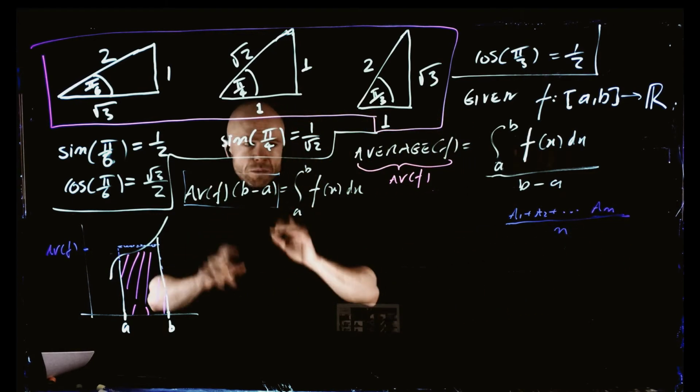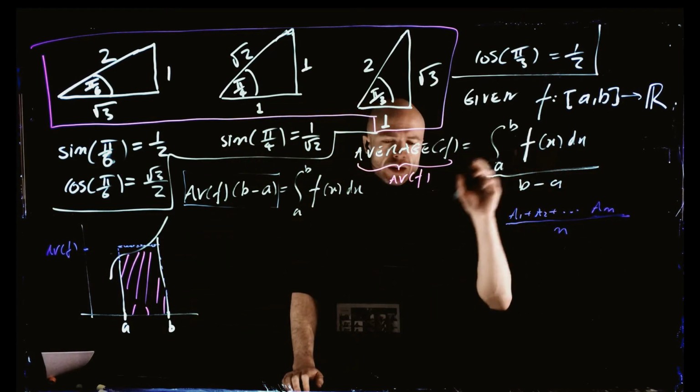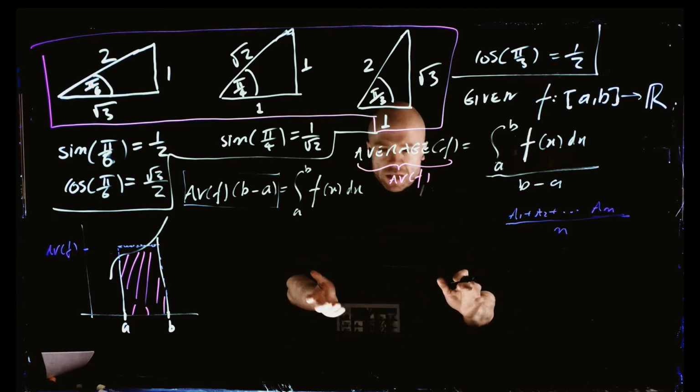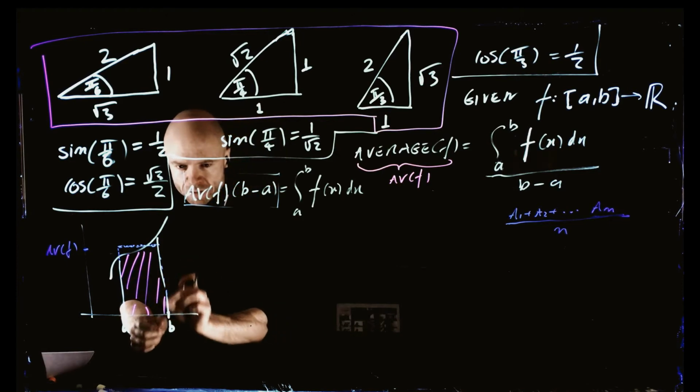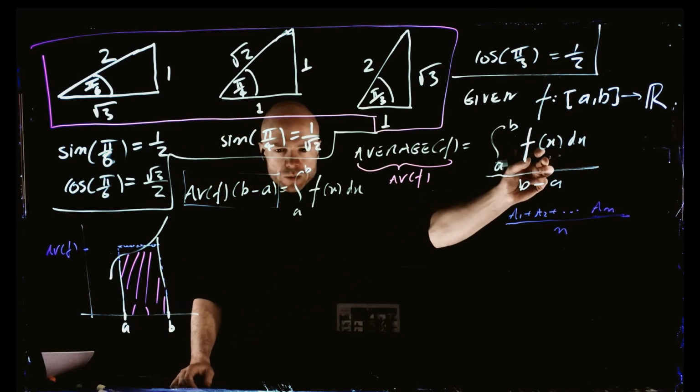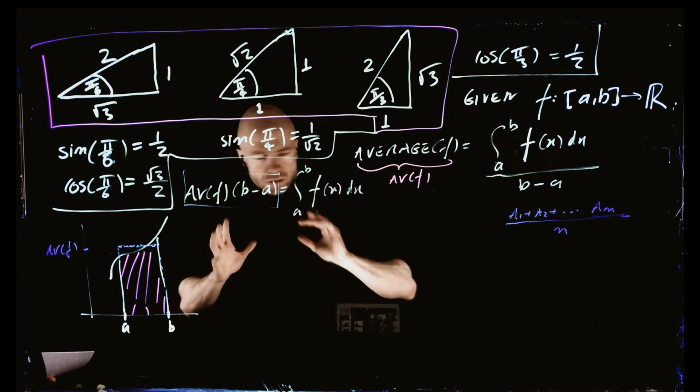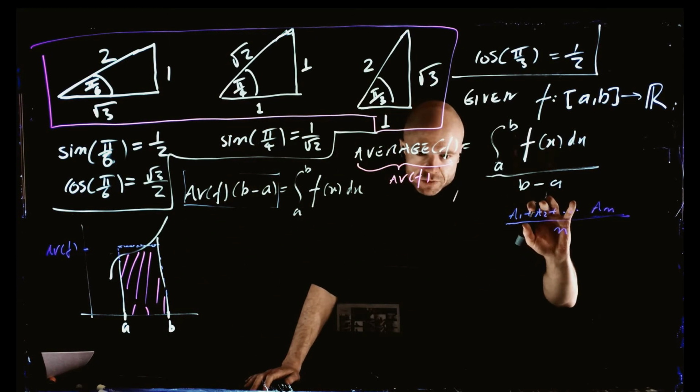So a common mistake is to forget to divide by the length of the interval and just take the integral itself. That's not the average. That can be something completely different. If we have a very small, thin interval, then this area can be very, very small, but the average of the function doesn't have to be small. So don't forget to divide by the length of the interval.